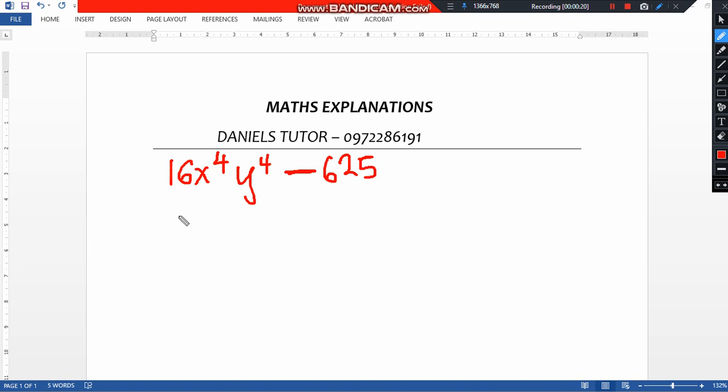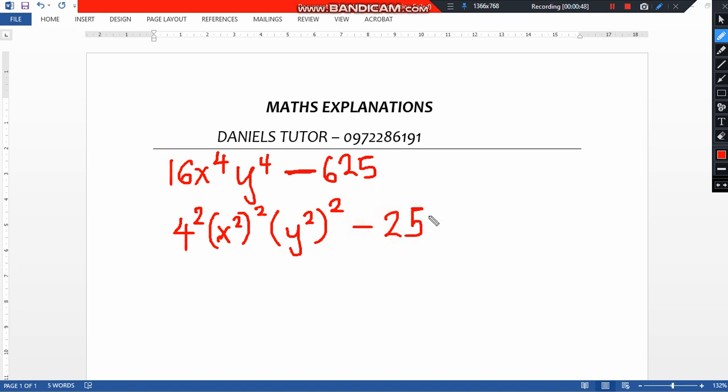16 has a square root of 4. So 16 is the same thing as 4 to the power 2. X to the power 4 is the same thing as x to the power 2, to the power 2. Then y to the power 4 is the same thing as y to the power 2, to the power 2. Then 625 is the same thing as 25 squared.